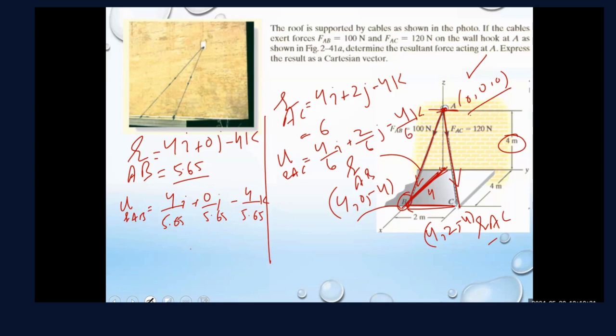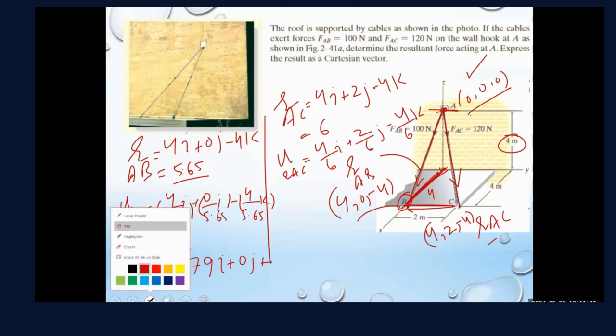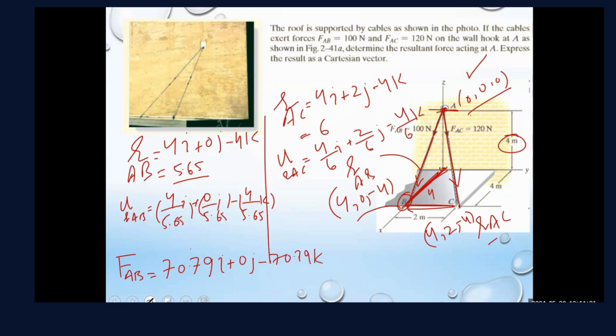Now I know for AB the magnitude is 100, right? So I want to make the force vector AB. I simply multiply 100 with these, right? So 100 multiplied by 4, that's 400 divided by 5.65. What's the number, guys? 70.79. When you divide 400 by 5.65, this is i. This one is 0j. And k is again 400, the same thing but with minus, so minus 70.79k. This is the force vector AB.